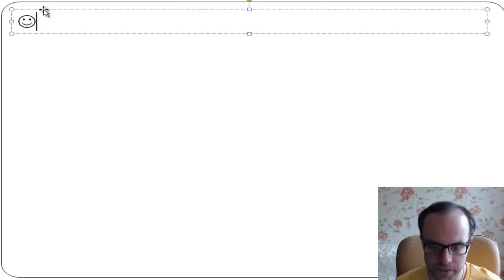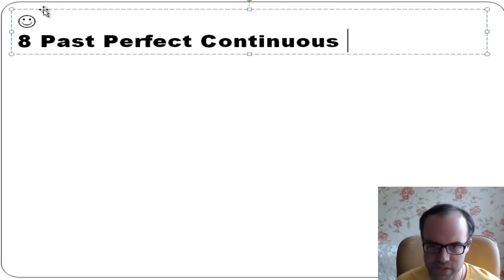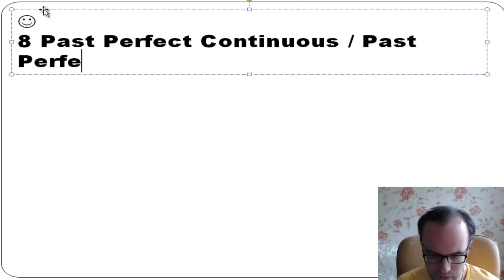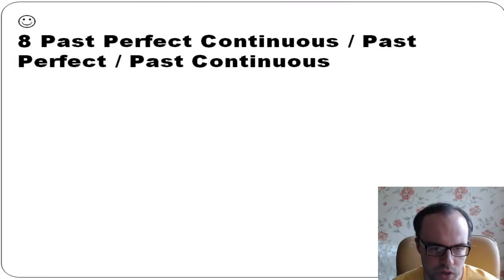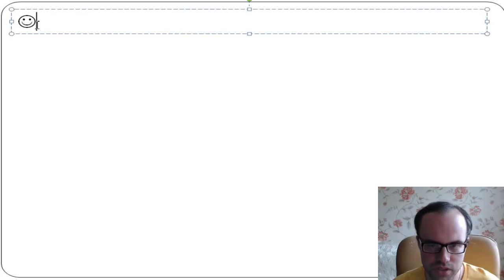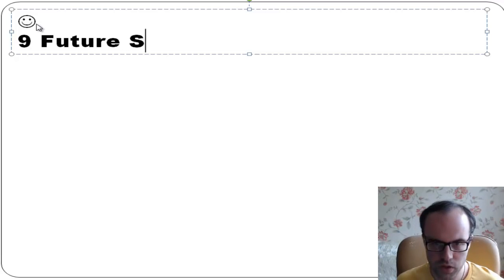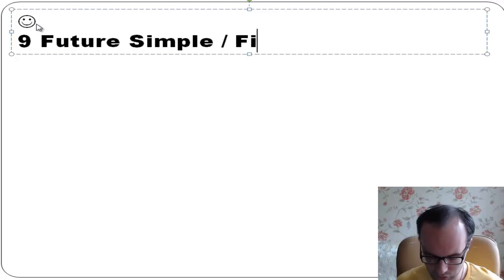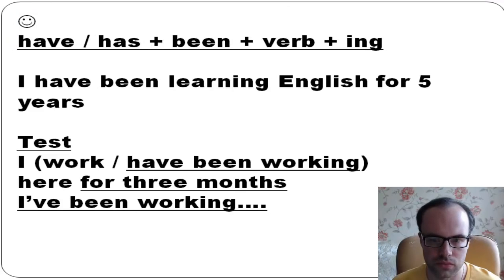Well, I'd also like to talk about these very important tenses. So past perfect continuous, let's compare this tense with past perfect and past continuous. Well, and we also need to talk about, so, it's number 9, if I'm not mistaken. If I'm mistaken, please correct me. We also need to talk about future simple and future perfect. Okay, so very good, really very good.